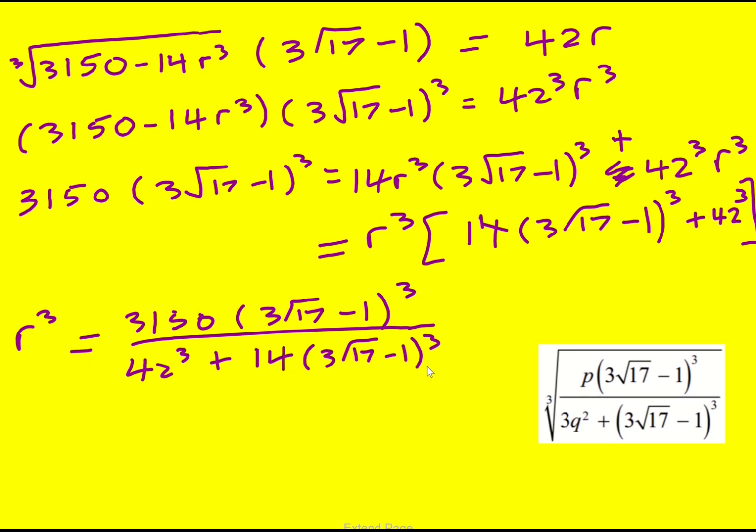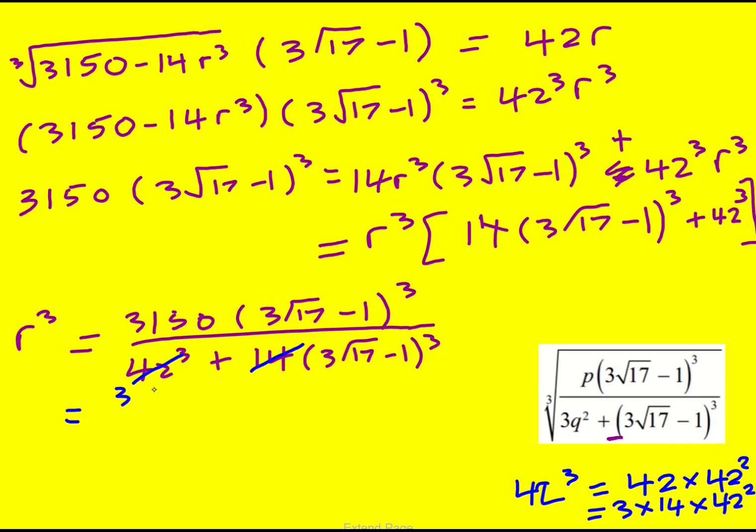Okay, and we're very, very close, but you can see in the final answer there's no 14 here, so I need to divide through by 14. Well, 42 cubed is actually 42 times 42 squared, which is 3 times 14 times 42 squared. So if I divide through by 14, this will simply become 3 times 42 squared. And that's great because that is very similar to that. Then I just need to do 3,150 divided by 14, but earlier on we actually did that and got 225.